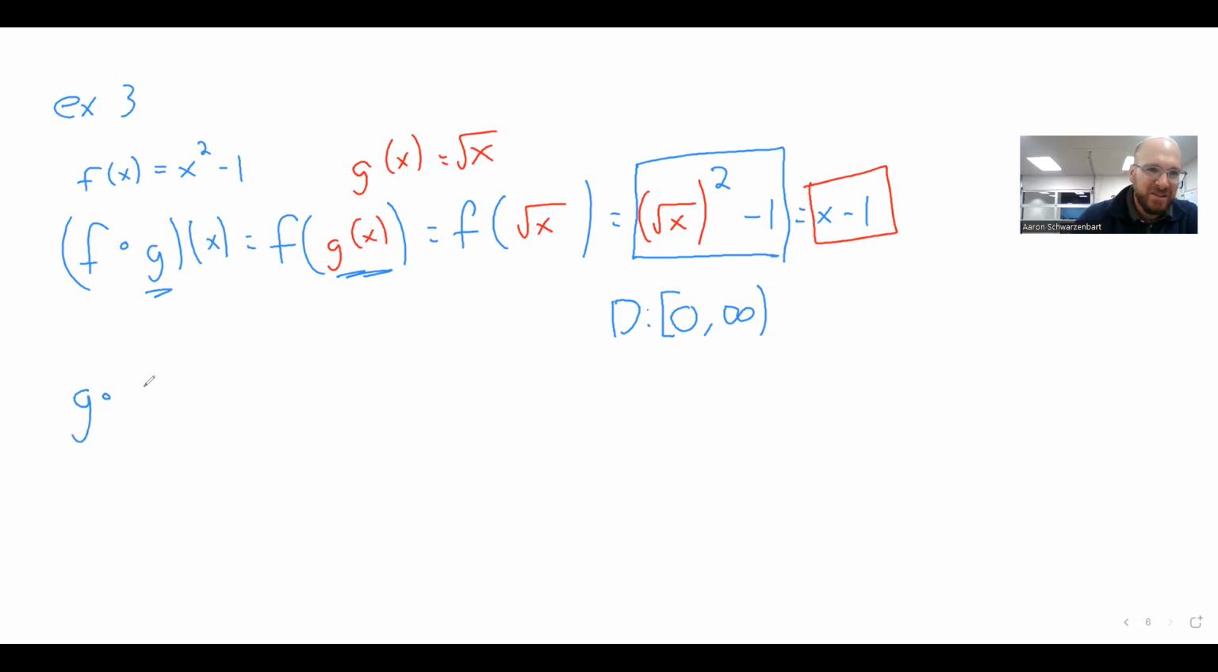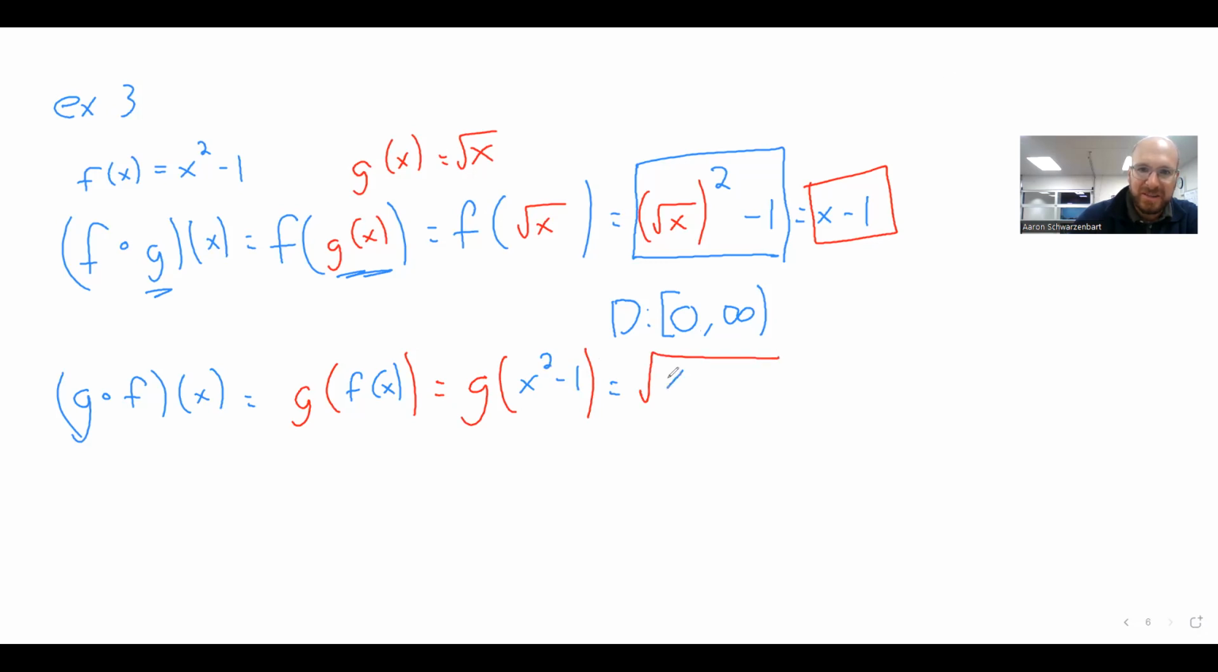To turn it around and do g of f of x, we'll do that same thing with the domain. g of f of x is g of f of x, and f of x being x squared minus 1, that is square root of x squared minus 1. Now this one's a little bit more complicated domain.